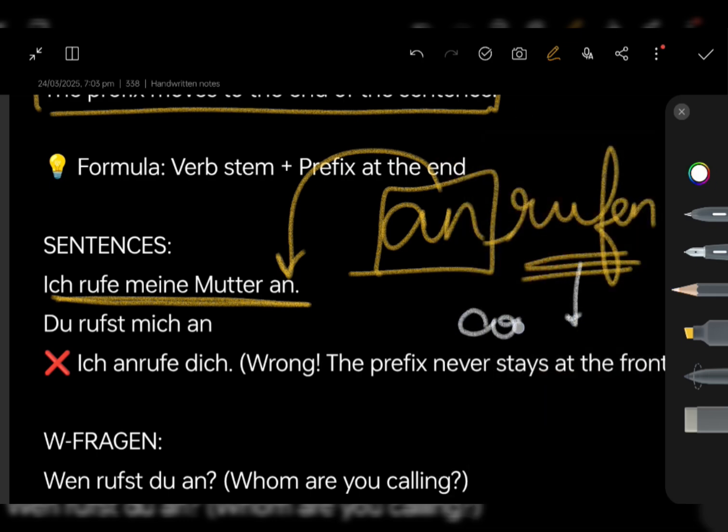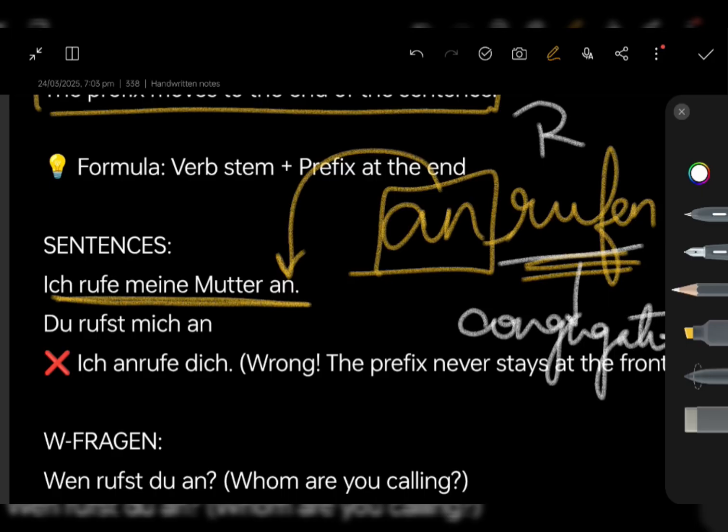It gets conjugated. Now rufen is a regular verb or irregular? It's obviously a regular verb. So, ich rufe, du rufst, sie ruft, wir rufen. Remember that? So that we are applying here.